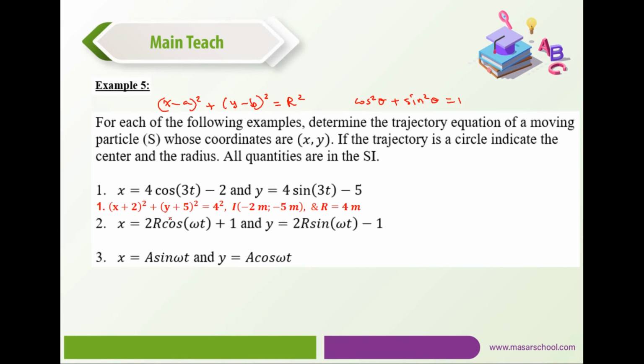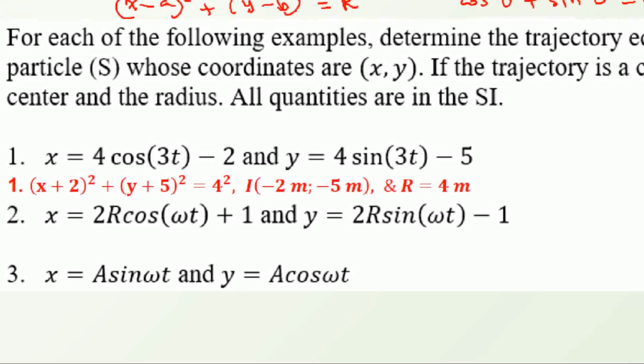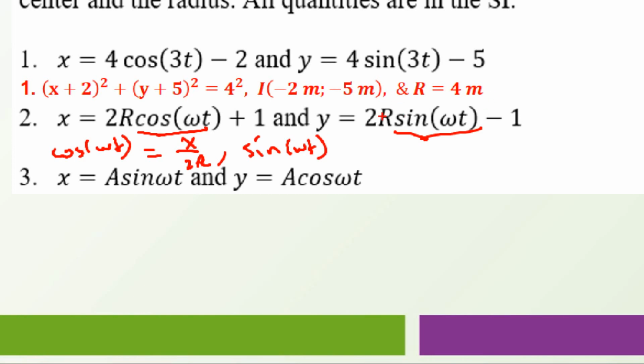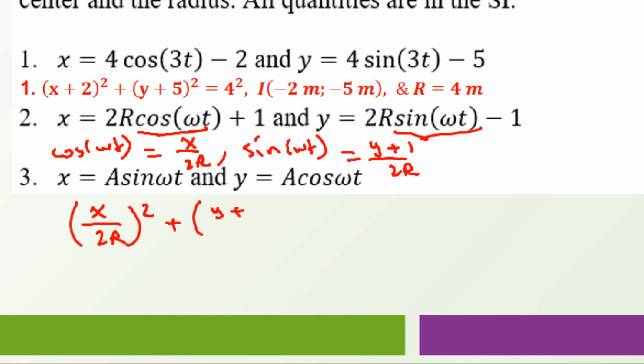Alright, now for number 2, I'm going to do it here. So the key point is to isolate cos ωt and sin ωt. Let me do them fast. Then cos ωt would be given by x divided by 2r, and sin ωt, if you take negative 1 to the other side and divide by 2r, that would be (y + 1)/2r. Now if we use the rule cos²ωt + sin²ωt = 1, then we're going to have (x/2r)² + ((y + 1)/2r)² = 1.